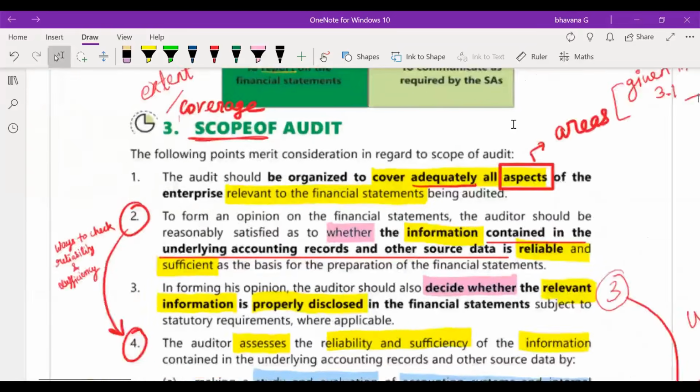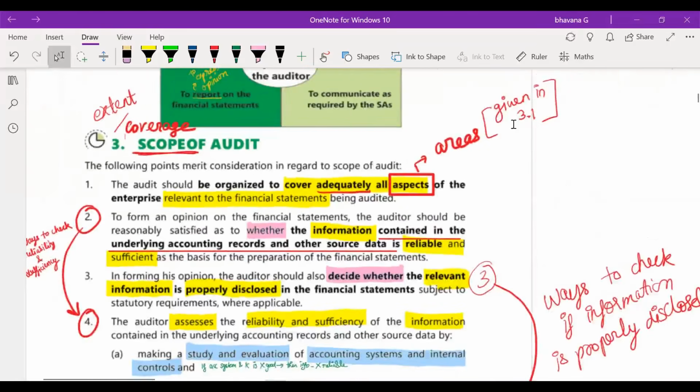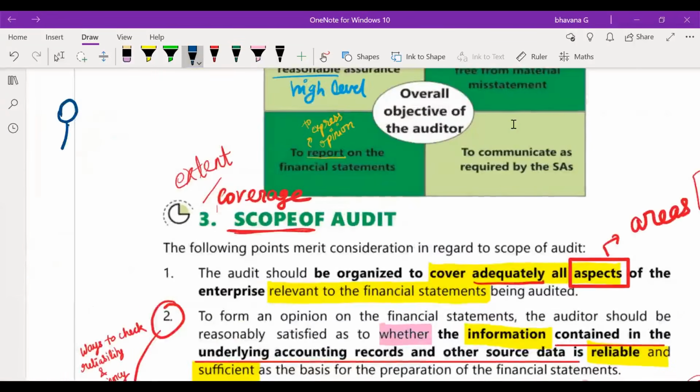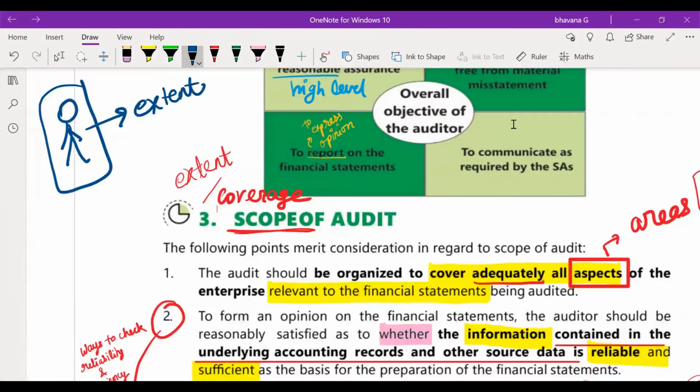Yes. So scope of audit. What does scope of audit mean? Scope of audit means nothing but the coverage. To what extent? See, this is the auditor. The scope of audit tells the auditor to what extent, or how much coverage, he should have when he audits.